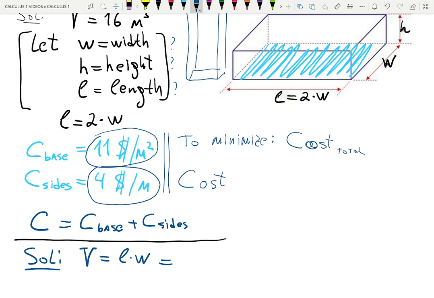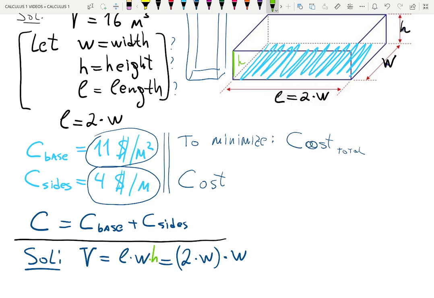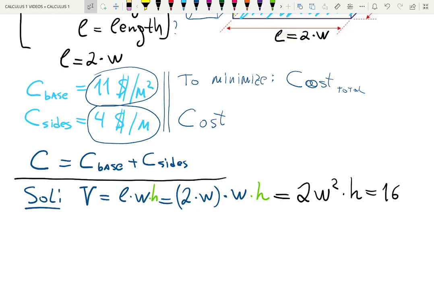And we can write it down as length is twice the width times width. Did I miss anything? Exactly. Where's the height of the box? So if you mention it out loud, you did good. Let me multiply everything by h. So now, instead of 3 variables, we have 2 variables because W and L had some kind of relationship. So we have 2W squared times h, and that is 16. Those are our constraints.